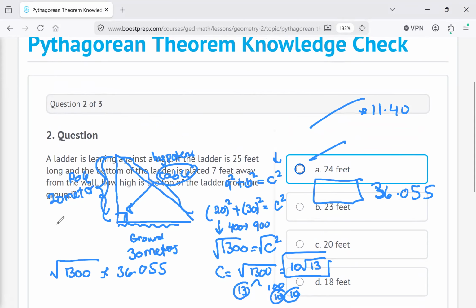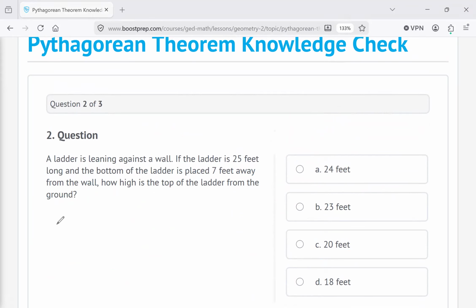Let's do question two. Question two is a word problem. It does not give you an image. We're going to have to draw an image, and it has to be the correct image, right? Question two says, a ladder is leaning against the wall. If the ladder is 25 feet long and the bottom of the ladder is placed 7 feet away from the wall, how high is the top of the ladder from the ground?